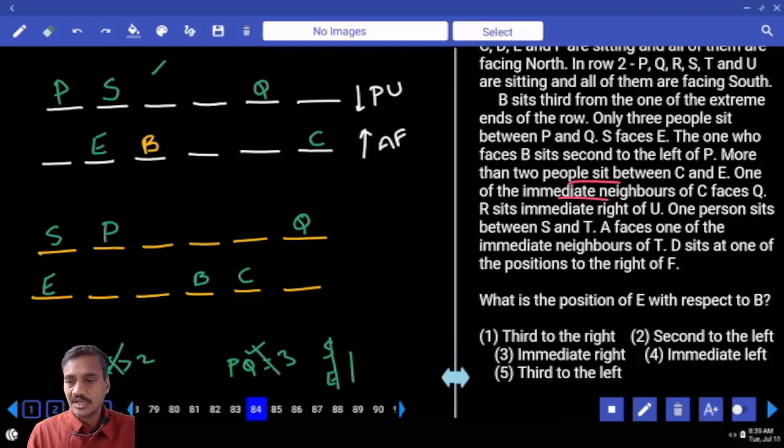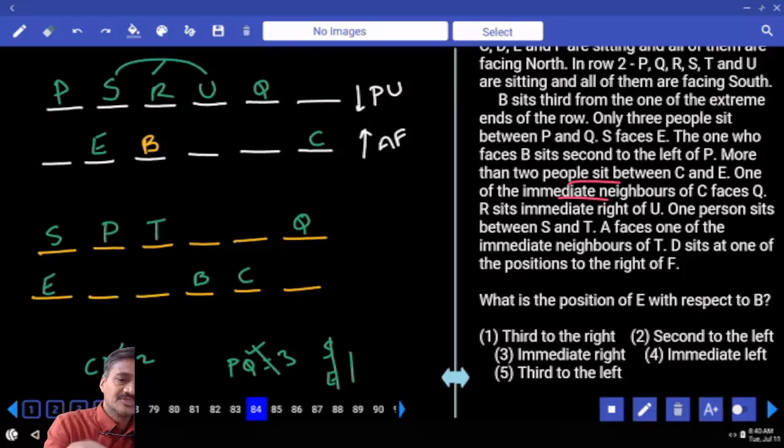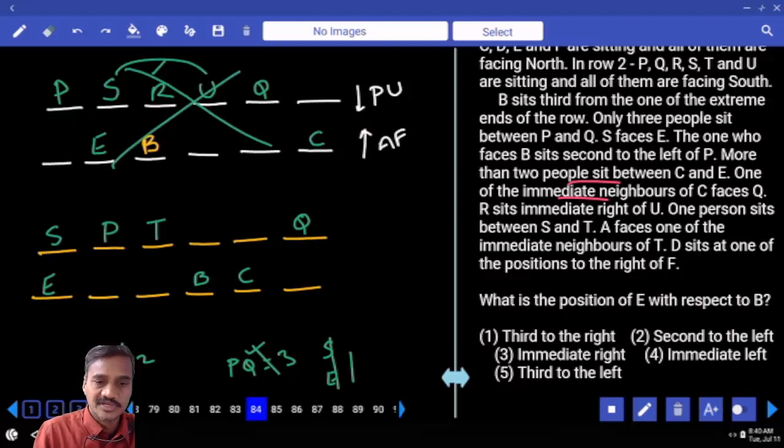And next one, R sits to the immediate right of U. R and Q must be adjacent to each other. R is to the immediate right of U. And here, there are two different possibilities for this R and U. R is the immediate right of U, and one person sits between S and T. Now in between S and T there must be exactly one person. Here one person between S and T is not possible. This case is completely ruled out. Are you getting this one or not? Now in this case S and T, then R and U must be done.